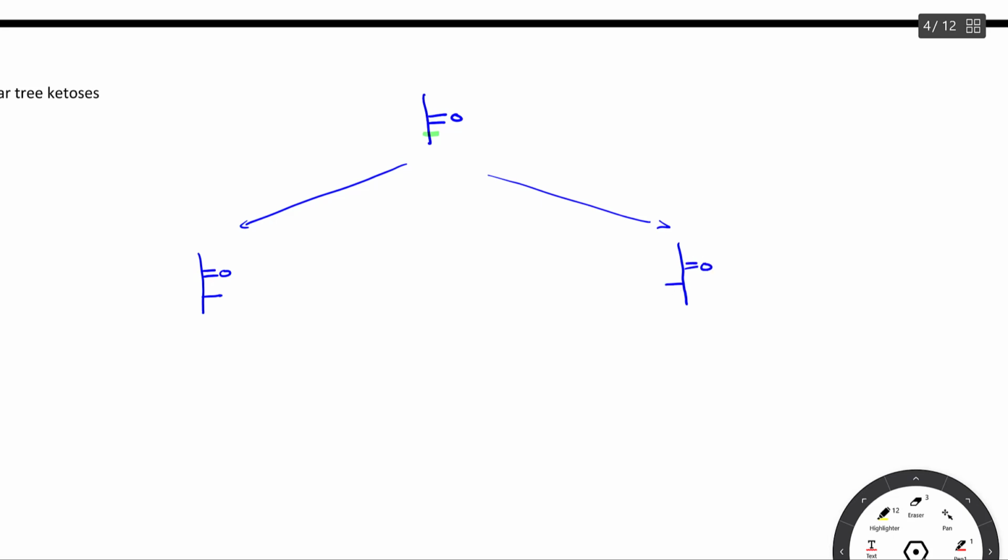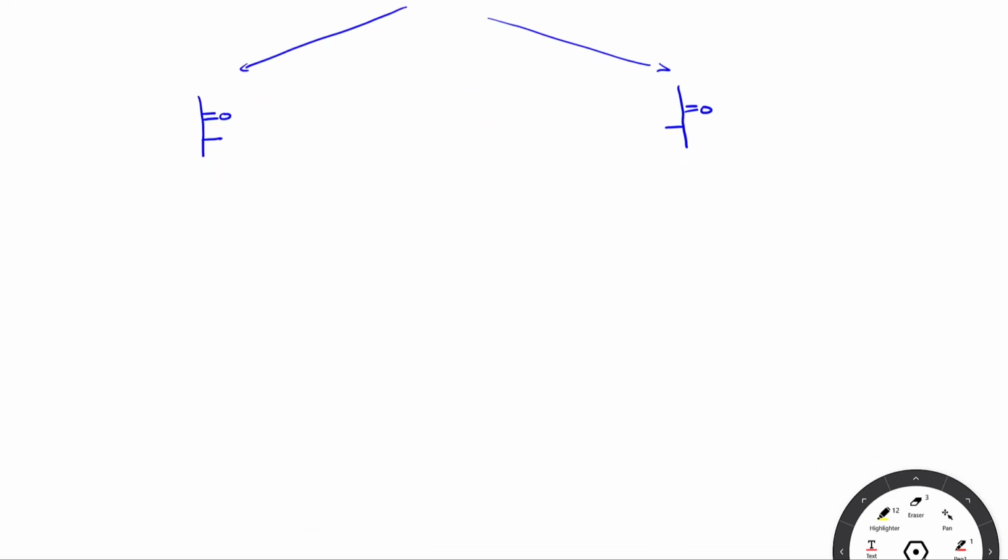Now, dihydroxyacetone doesn't have any stereocenters in it, but when you add that OH group between the ketone group and the last CH2OH at the end, that becomes a chiral center. So that's your first stereocenter. And then you'll notice that this is D and this is L.